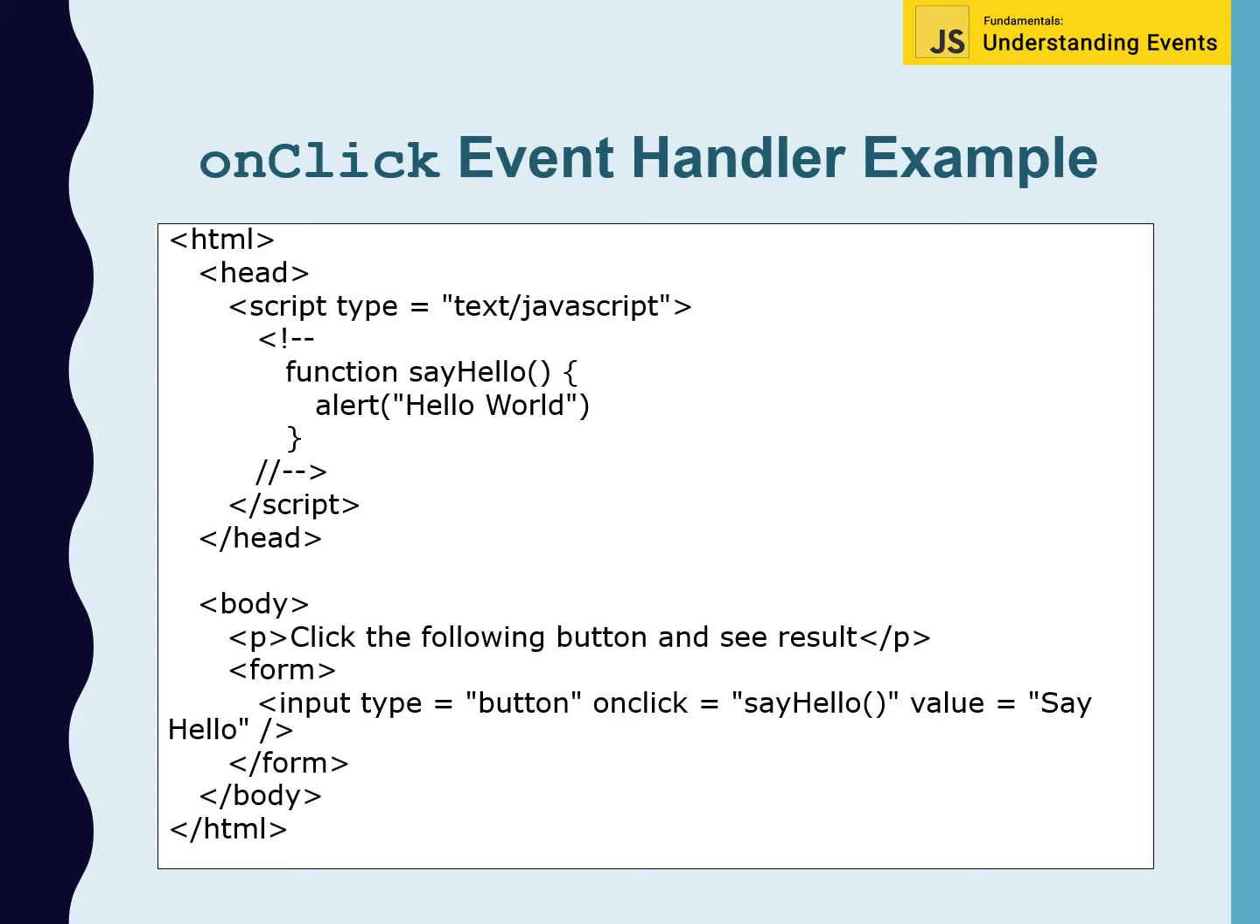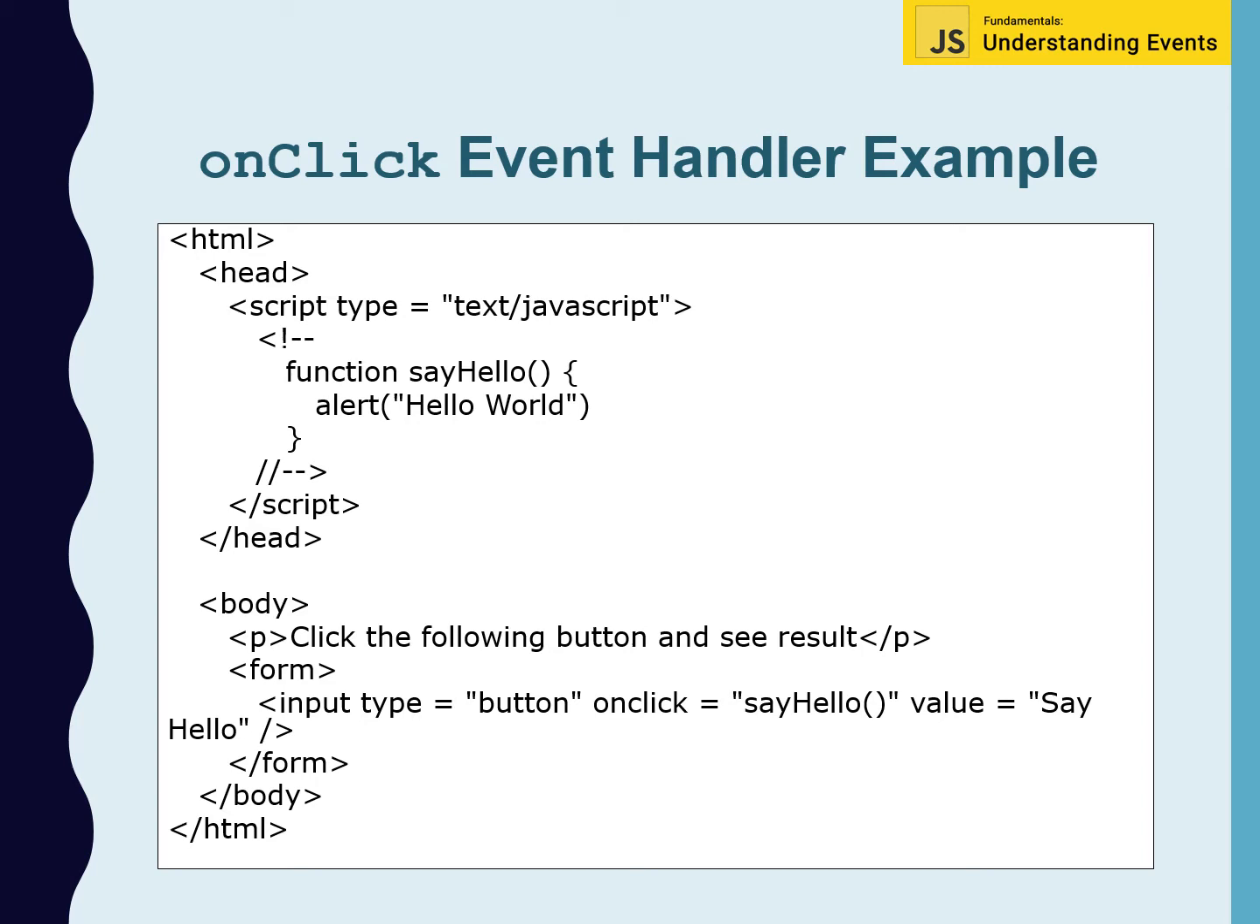Then comes the body of the corresponding HTML web page. Inside the paragraph tag, there is a text message: click the following button and see result. Then a form is opened. Input type is equal to button, onclick is equal to say hello, value is equal to say hello. So a button is created with value say hello, and whenever a click happens on that button, it will call the say hello function. Then form is closed, body is closed, and HTML is closed.